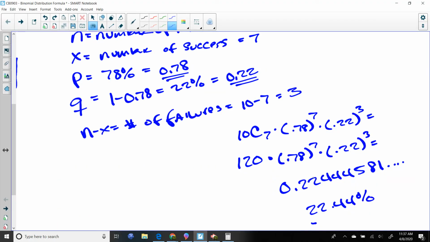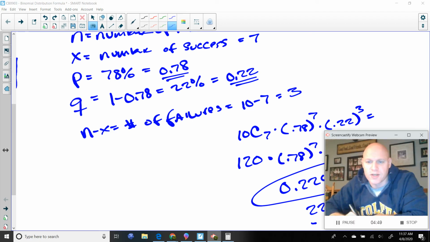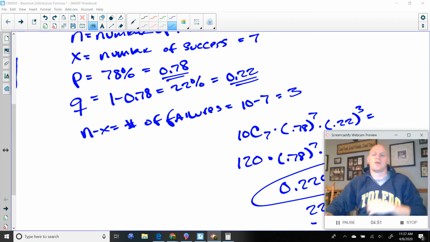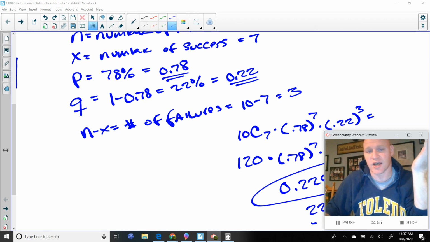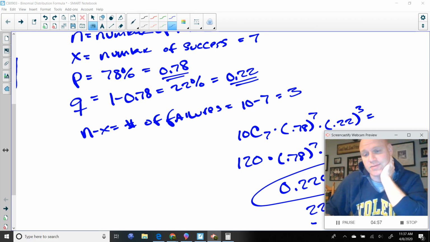So we're going to take that number, 120, and then we'll go over to our calculator. After we type it in, we end up with 120 for the combination, times 0.78 to the power of 7, times 0.22 to the power of 3, equals 0.224444581 and so on. That's the answer I'm looking for. It is roughly 22.44%. So the idea here is you have a 22.44% chance of making 7 out of 10 shots if you have a 78% success rate.